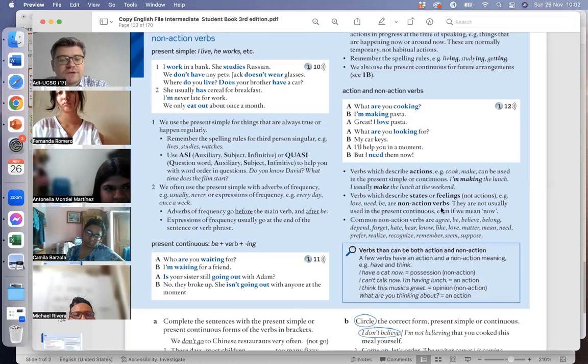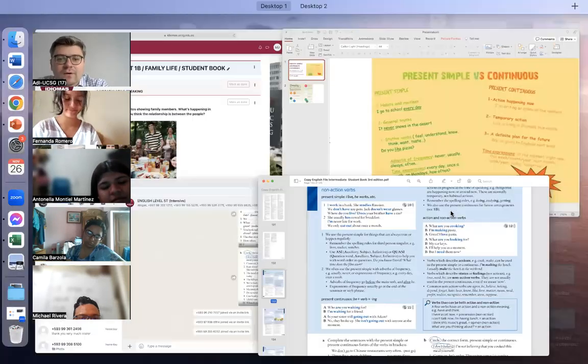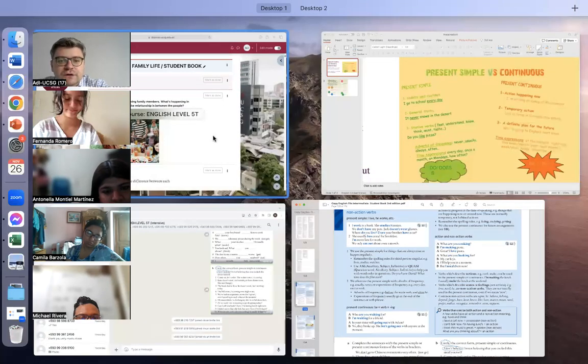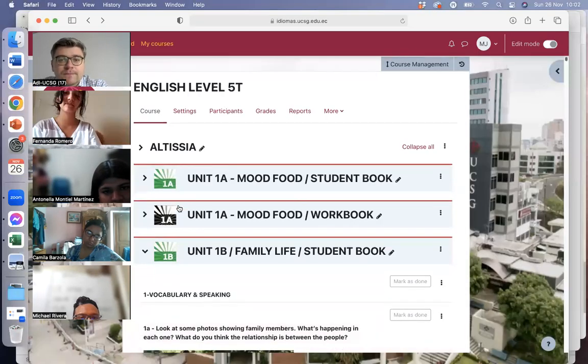So for all of the non-action verbs, the general rule, and again, as we progress, we're going to see a bit more about when we can actually use present continuous with non-action verbs. But the general rule is that for non-action verbs, where the action is not really happening, we are going to be using present simple, and not continuous. Very good. Well done.